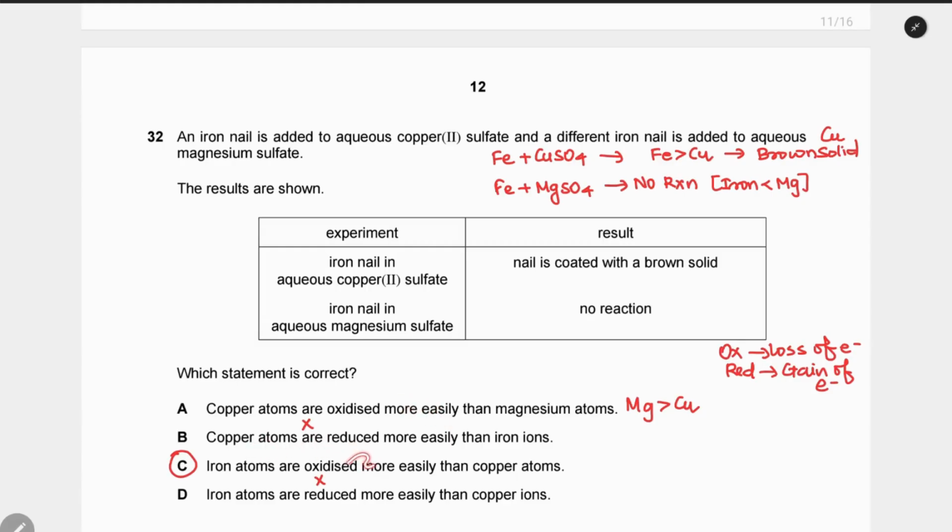Copper atoms are reduced? No. Iron atoms are oxidized more easily than copper atoms, which is correct because iron is more reactive than copper. So if it's more reactive, it will lose electrons more easily. So the correct option is C.